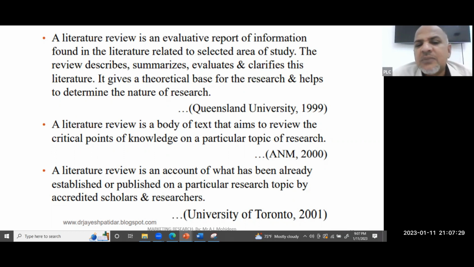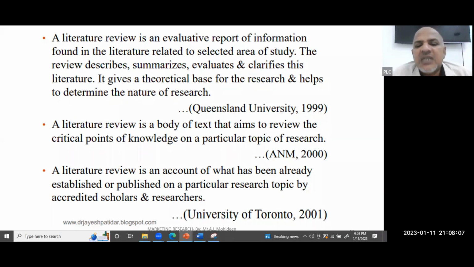A literature review is a body of text that aims to reveal critical points of knowledge on a particular topic of research. So what is the topic? You know already. Independent variable, dependent variable, which is connected to what? Training and development I have taken. So, for example, I have done that one. So I have to bring this literature connected with the training fund and also attitude connected with performance, employee performance. So I have to support the theories which are connected with the literature.